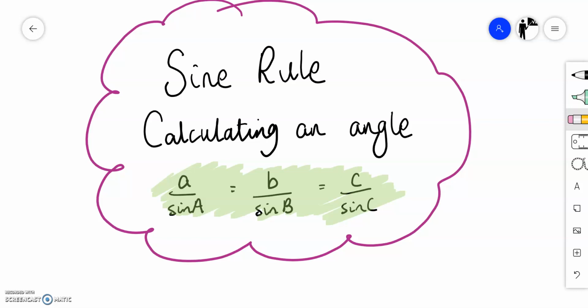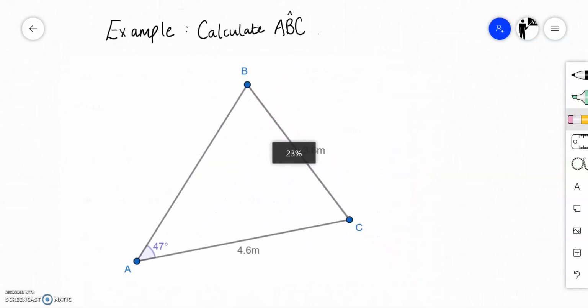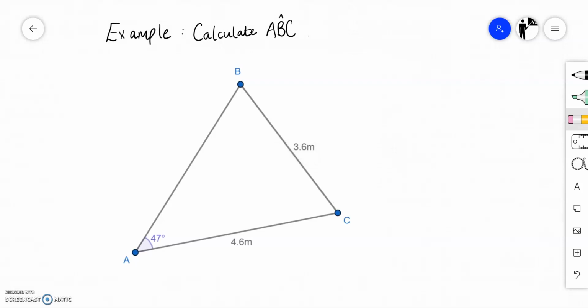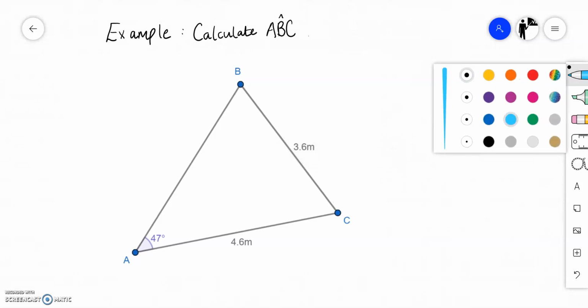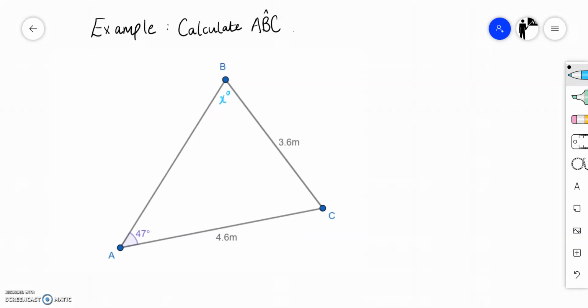The example is very similar. We write down our three fractions, we tick what we know, we question mark what we want to know, and we rearrange the formula essentially to figure out what we need to figure out. Okay, so let's have a look. In this example, we want to calculate angle ABC. We want to work out the angle at B.